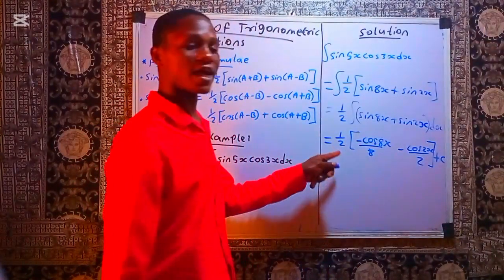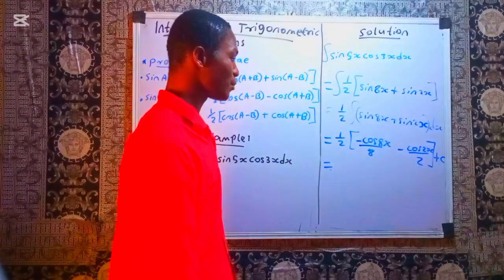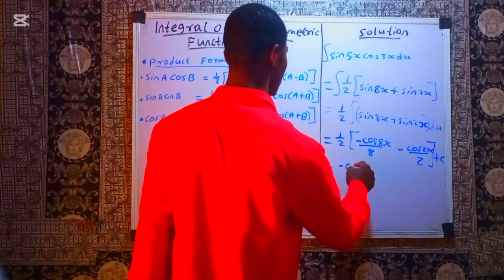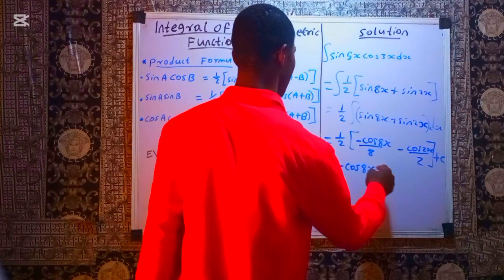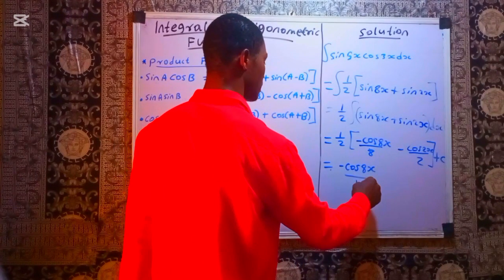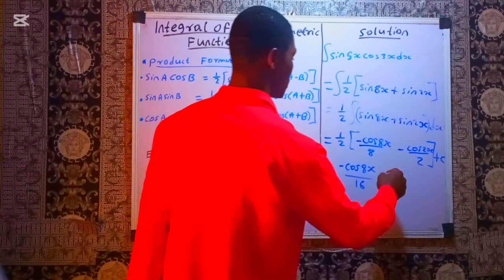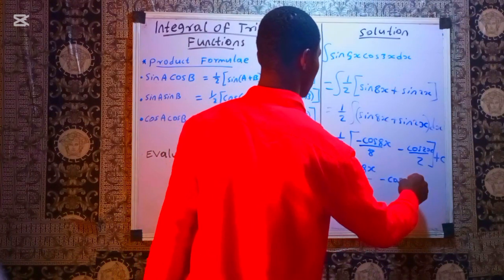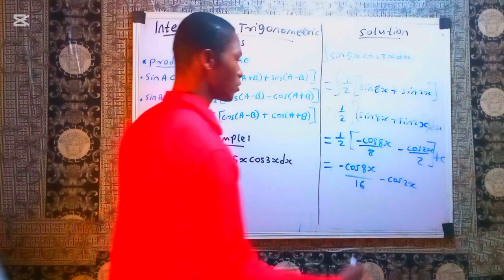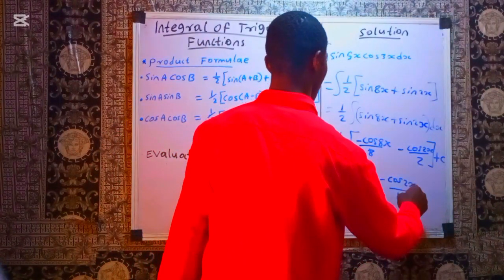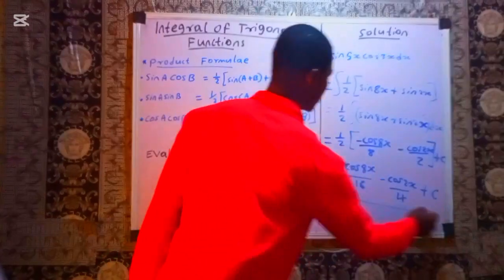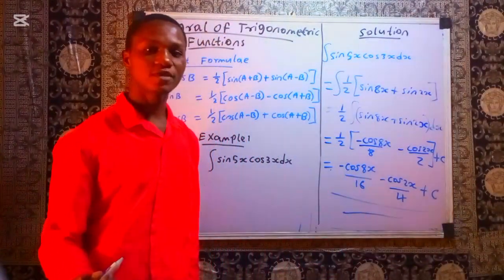So we can multiply through. We can open the bracket. If you open the bracket, this will be minus cos 8x divided by 2 multiply 8, which is 16. Then minus cos 2x, 2 multiply 2 is what? 4. Divided by 4. Then plus C. So this gives us the result of the integral of this very trigonometric function.